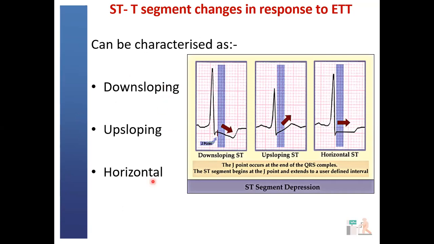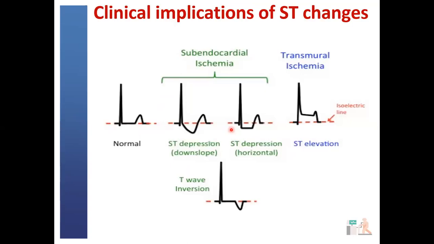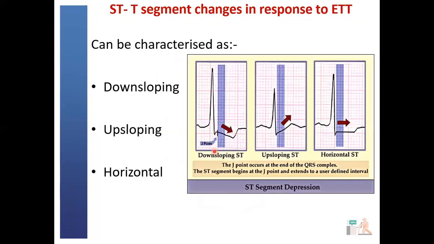So let us pay attention. Each and every one of them has its significance clinically while looking at stress ECGs. So this is a normal ST segment. While here we are having a downsloping ST segment depression or a flat ST segment depression, this could connote the presence of subendocardial ischemia. While the presence of ST segment elevation, like in anywhere, it signifies transmural ischemia.